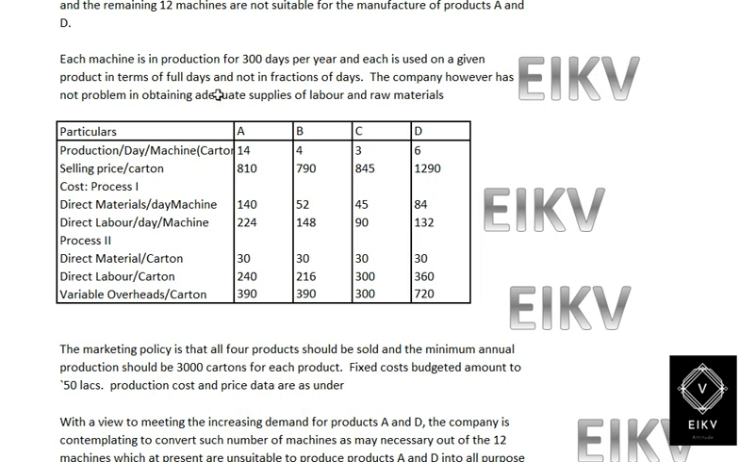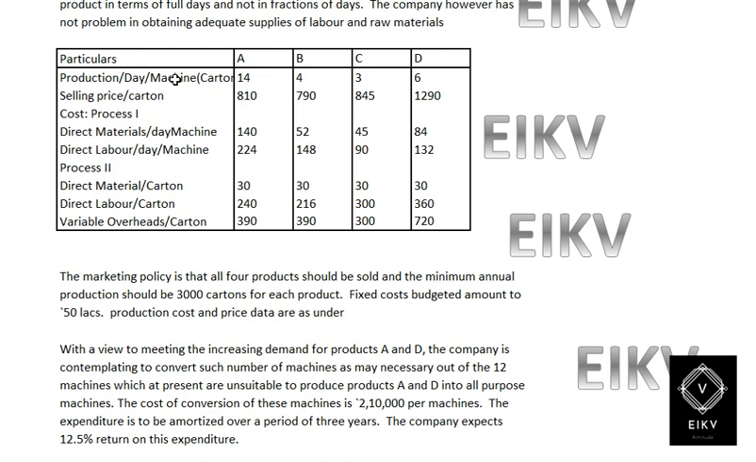The company, however, has no problem in obtaining adequate supply of labor and raw materials. So some of the details are given. Production per day per machine, cartons: 14, 4, 3 and 6. Selling price: 810, 790, 845 and 1290.